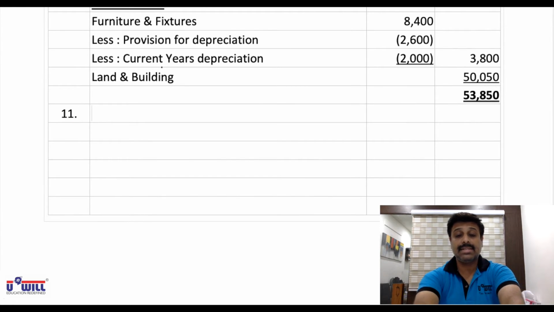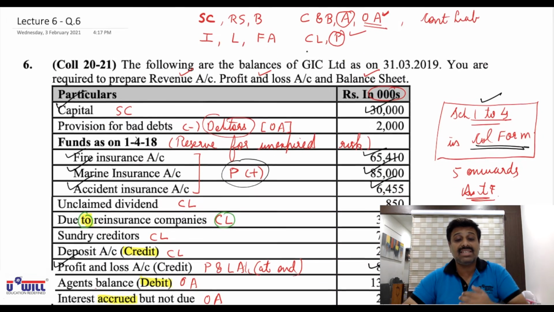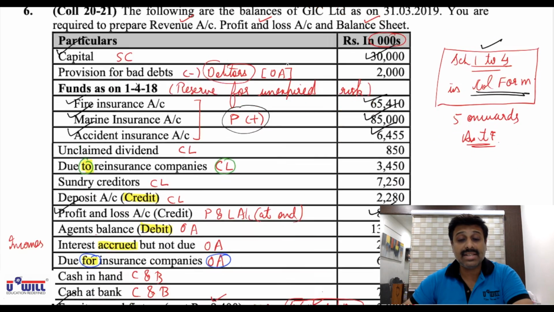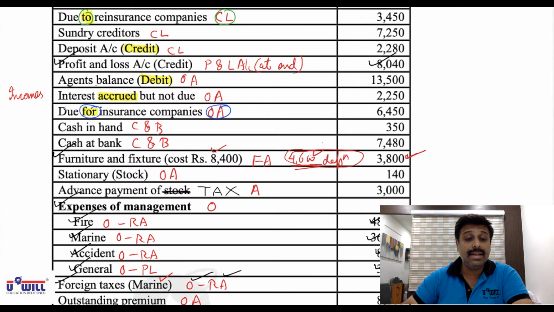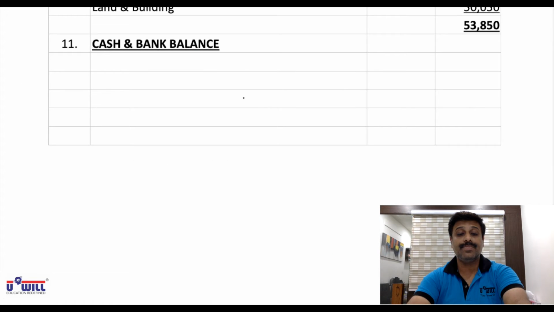Then after fixed assets, the 11th. So loans are done, fixed assets are done. Now in current assets, first we show cash and bank balance. In that we will show cash and bank balance separately if it is given in the question. C and B would be marked for that. So let us see the C and B marked items. Two items are there. Cash in hand, that is 350, and then cash at bank, that is 7,480.